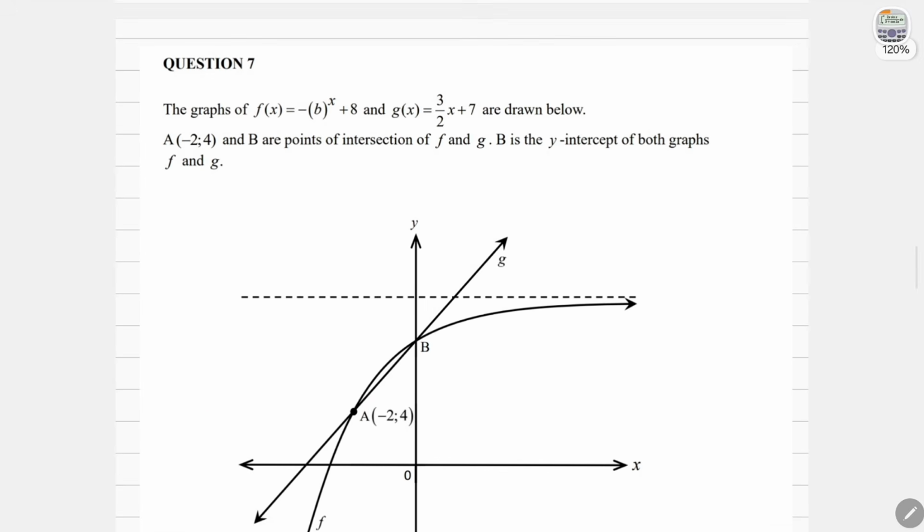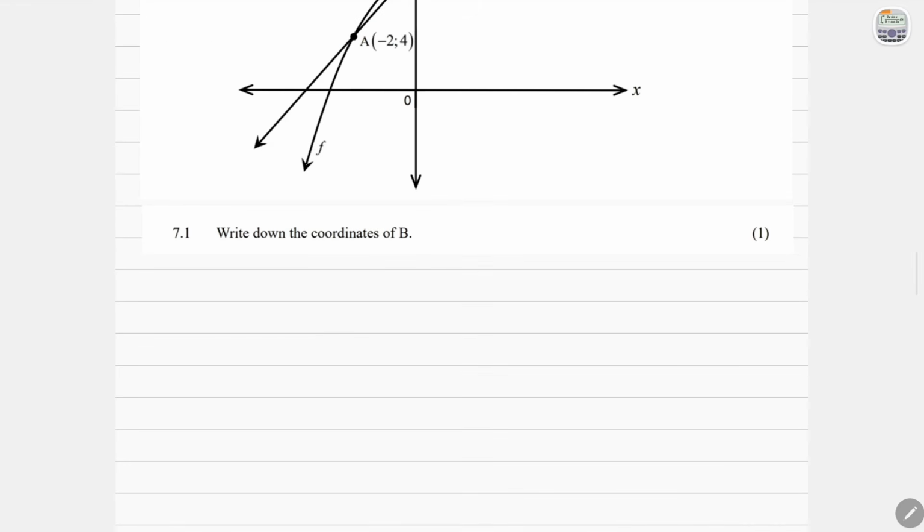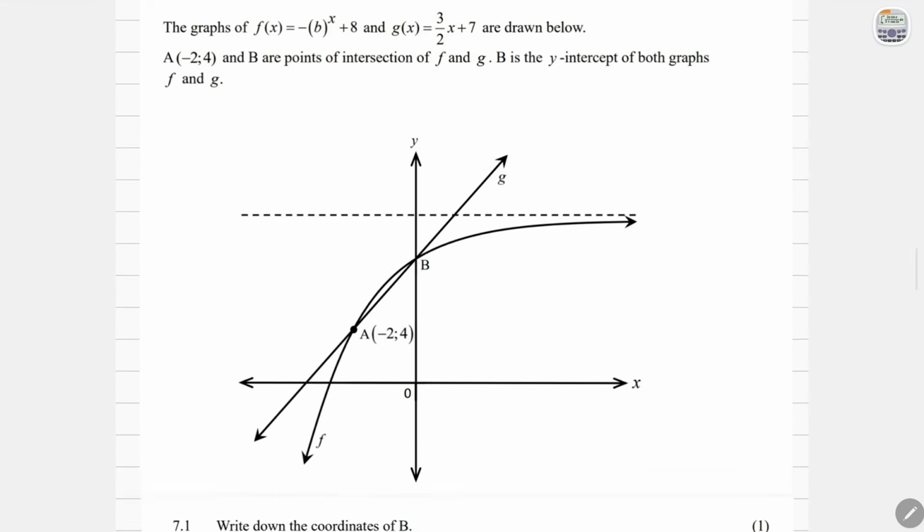Question 7 says, the graphs of f of x equals negative b to the power of x plus 8, and g of x is equal to 3 over 2 x plus 7 are drawn below. A and B, so A is (-2, 4), and B are points of intersection of f and g. B is the y-intercept of both graphs f and g. And the first question is to write down the coordinates of B.